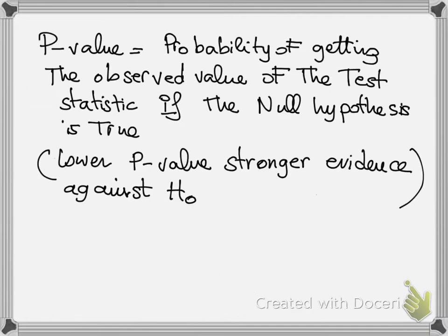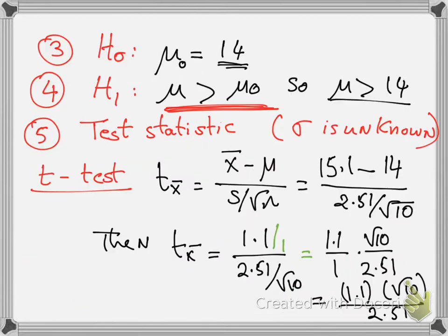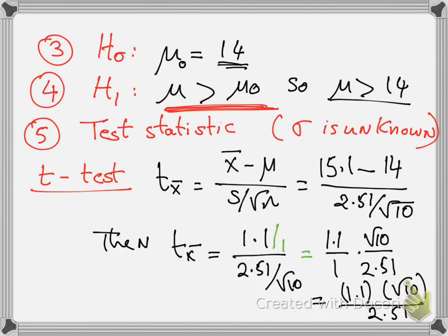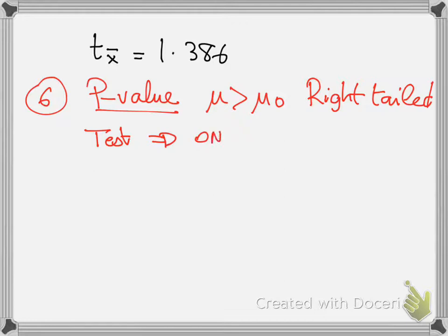So here mu is larger than mu 0, right? In this problem, mu is larger than 14, so this is a right-tailed test, okay? And when it's a right-tailed test, it's just one tail area.